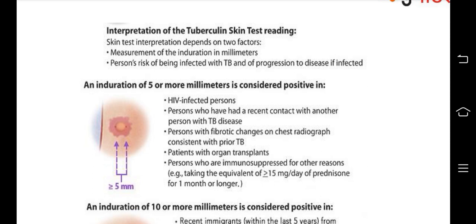An induration of 5 or more millimeters is considered positive in HIV-infected persons, persons who had recent contact with another person with TB disease, and persons with fibrotic changes on chest radiograph consistent with prior TB. Also patients with organ transplants, and persons who are immunosuppressed for other reasons, like taking the equivalent of greater than or equal to 15 mg per day of prednisone for 1 month or longer.